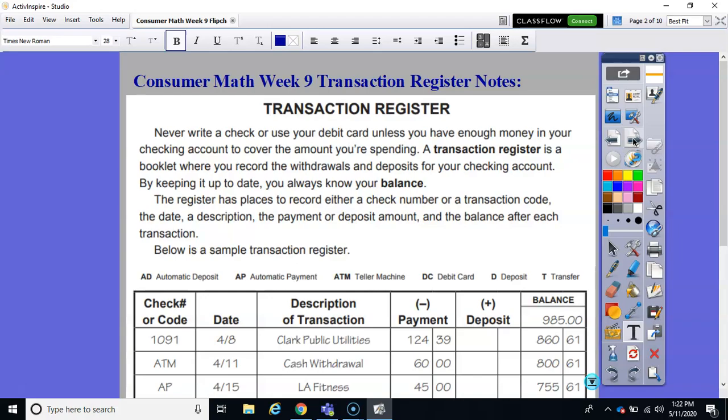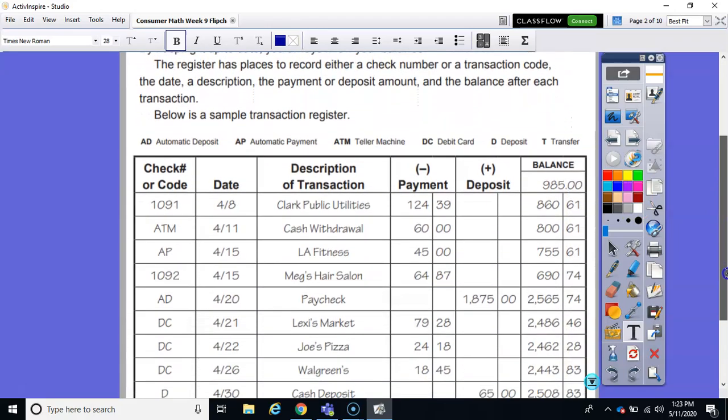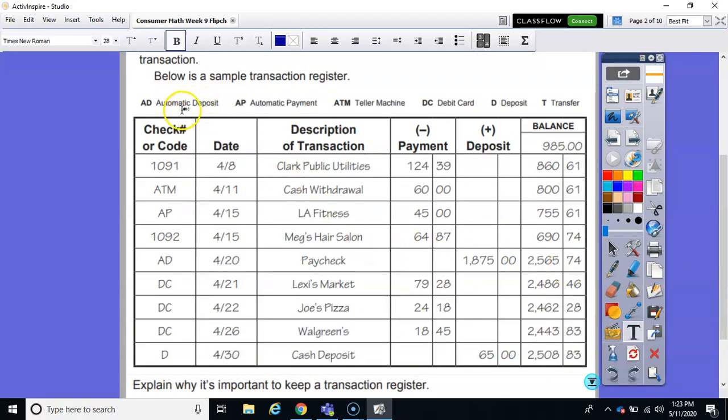So the register has places to record either a check number or a transaction code, the date, a description, the payment or deposit amount, and the balance after each transaction. So below here is an example. And here they have above the transaction register, they put AD to represent an automatic deposit, so that's when you're putting money into your account. So like if you have direct deposit for your job, then it automatically goes into your account. So that's what they're talking about right there, where it's an automatic deposit into your account.